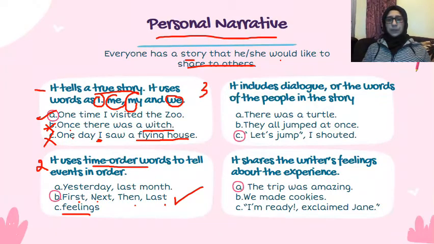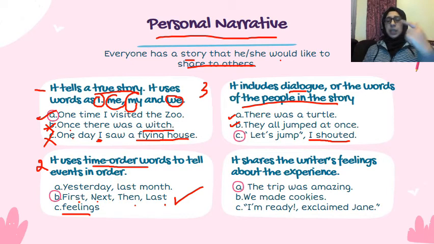Number 3. It includes dialogue or the words of the people in the story. If I say there was a turtle, where is the dialogue in this sentence? There's no dialogue. They all jumped at once. It's also not dialogue. But when I say let's jump, I shouted. This is the dialogue. So it's the words that you say, and we usually write these words when we are writing a personal narrative. Number 4, it shares the writer's feelings about the experience.